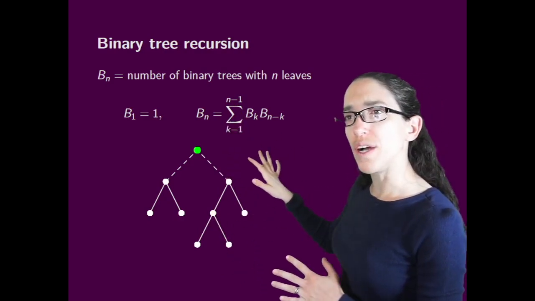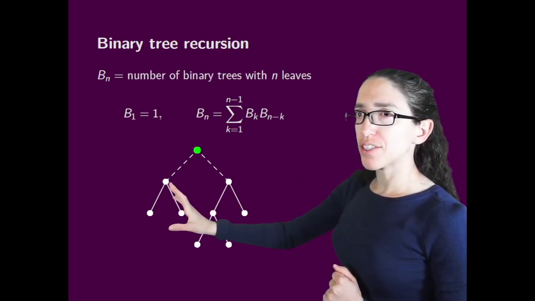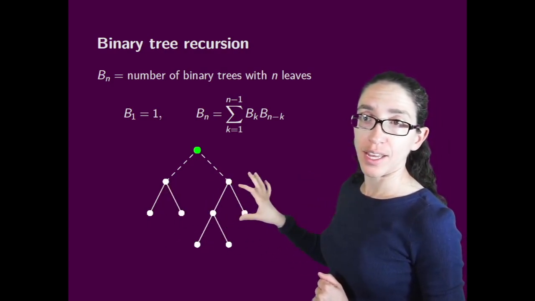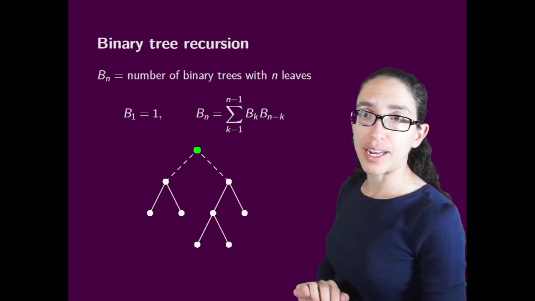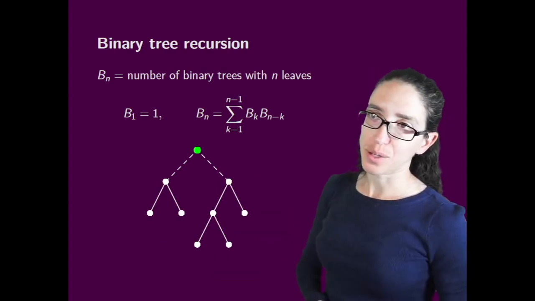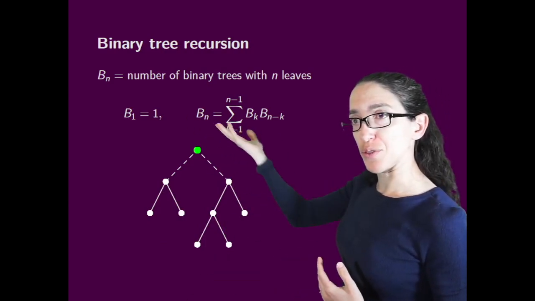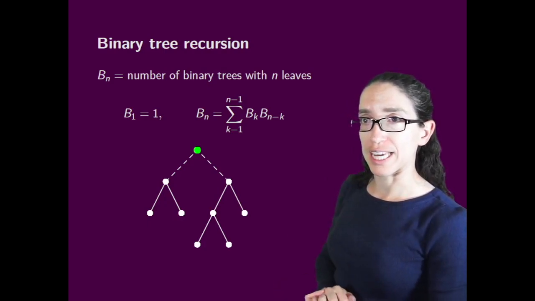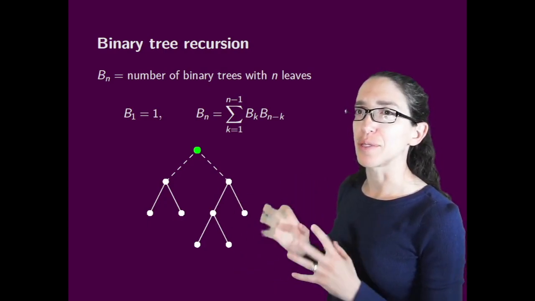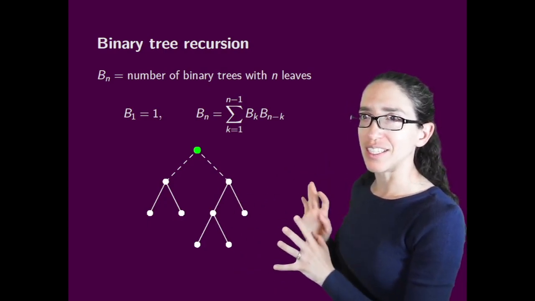Why do we go from 1 to n minus 1? Well, because there has to be at least one leaf on this side and at least one leaf on that side. So we can't have k equals 0 or n minus k equals 0. But otherwise, we get this recursion. This looks a lot like the recursion for the Catalan numbers, and let's tie that together because it's not exactly the Catalan numbers, it's a little bit shifted.